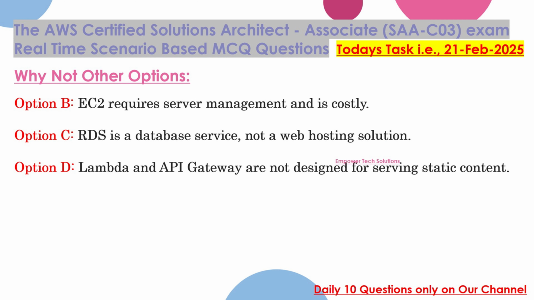Why not other options? Option B, EC2 requires server management and is costly. Option C, RDS is a database service, not a web hosting solution. Option D, Lambda and API Gateway are not designed for serving static content.